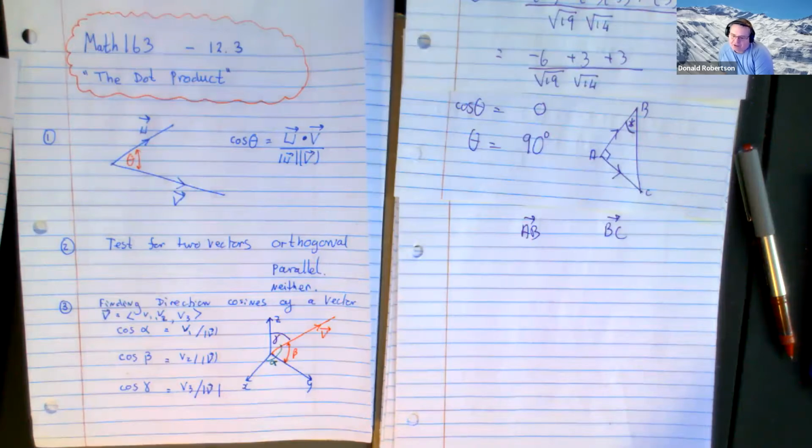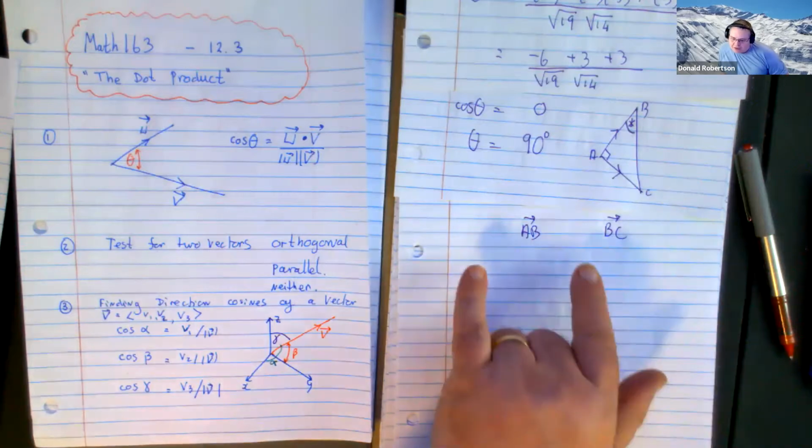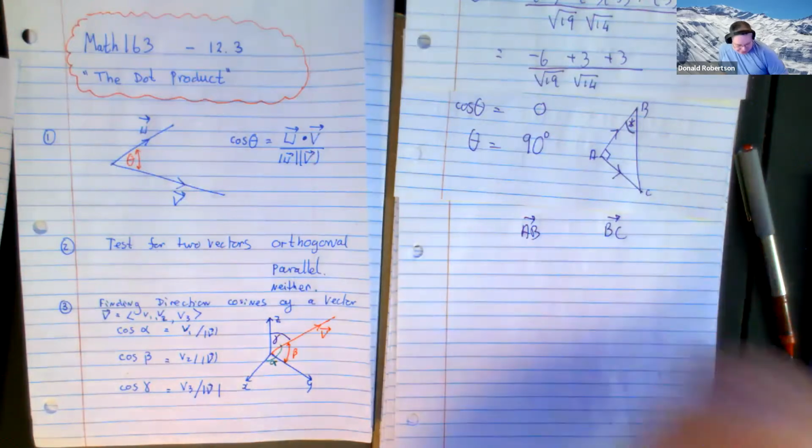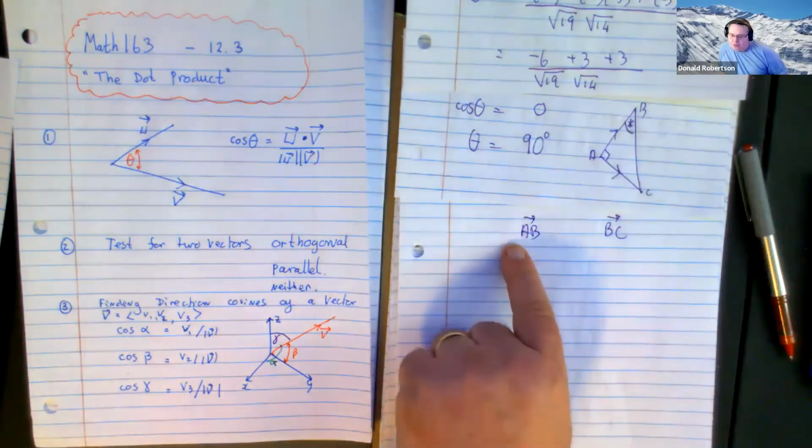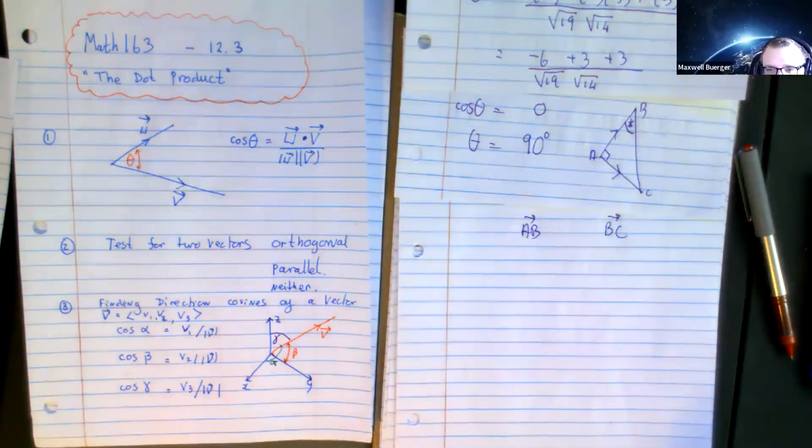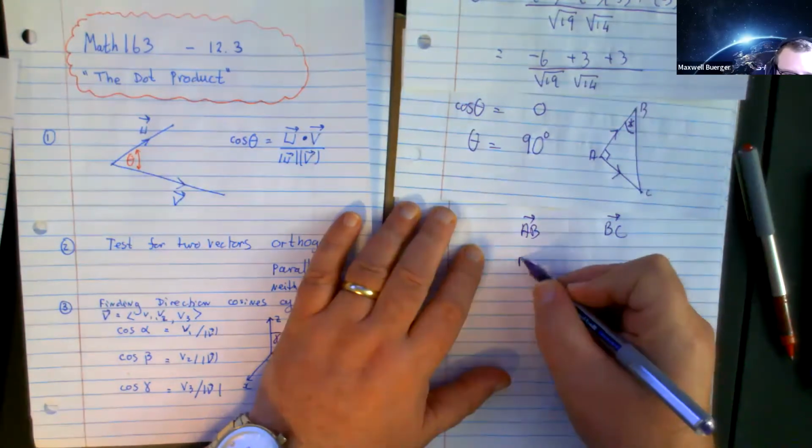Look at the picture and tell me, what 2 vectors should I use to get this angle at B? This will not do it. BA and BC? Agreed.